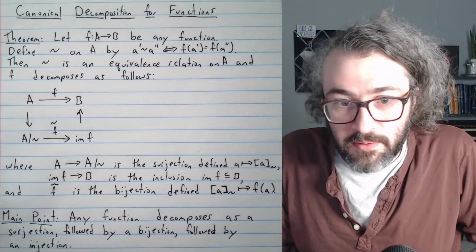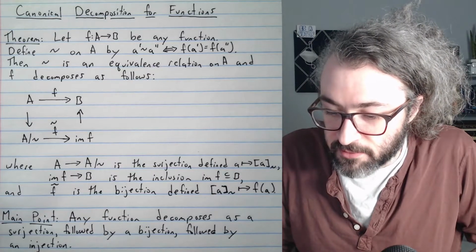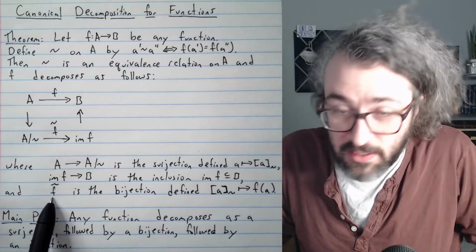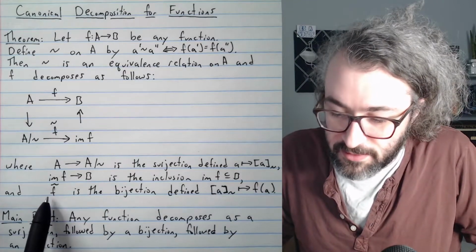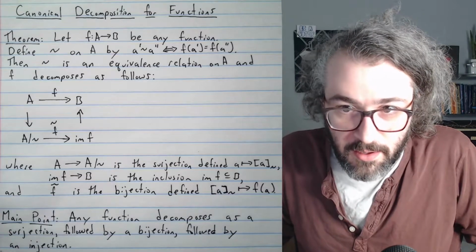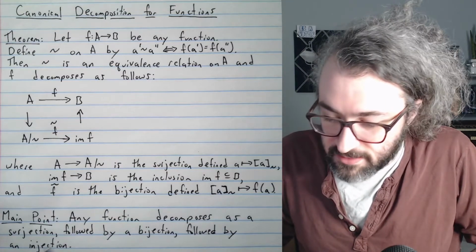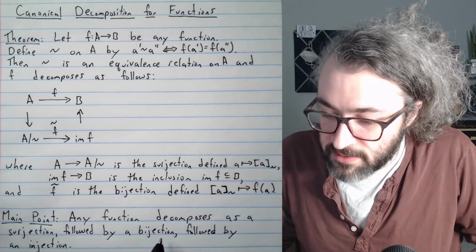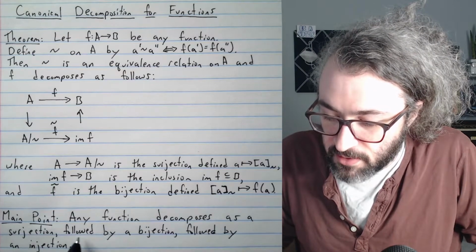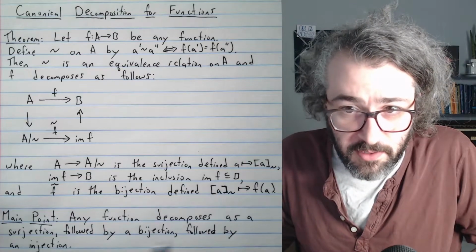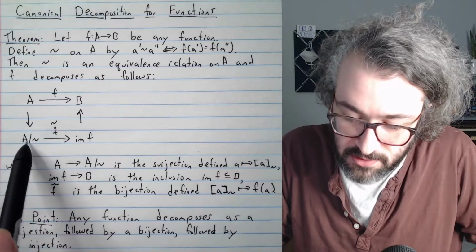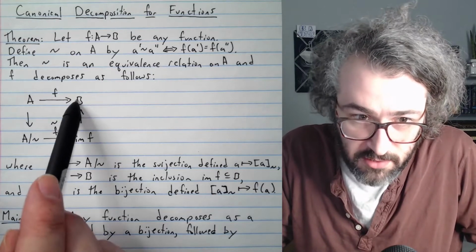So there's a lot here. It's kind of a mouthful. Part of the theorem is that the function f tilde is well defined and it's a bijection. But the main point of the theorem is this: any function, doesn't matter what function it is, you can always decompose it into a surjection followed by a bijection followed by an injection. So any f decomposes into a surjection, a bijection, an injection.